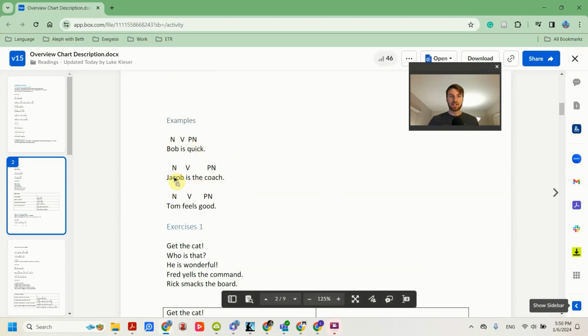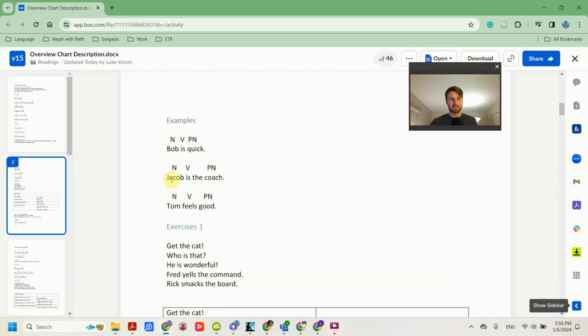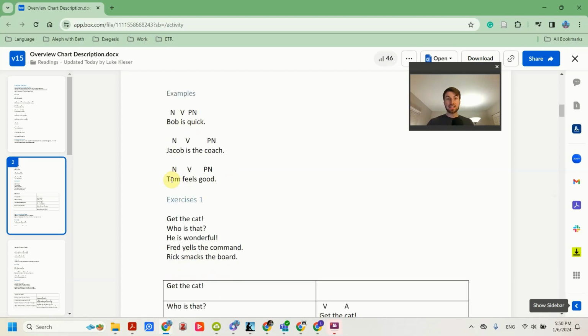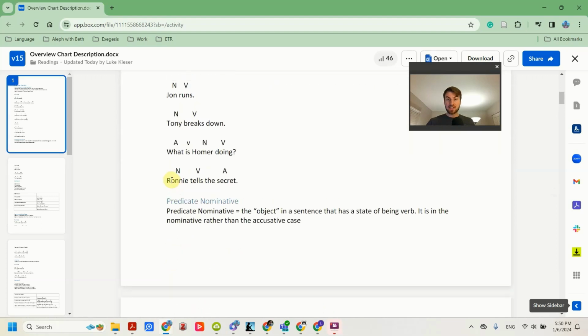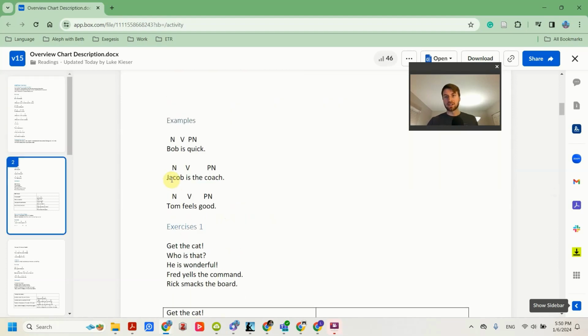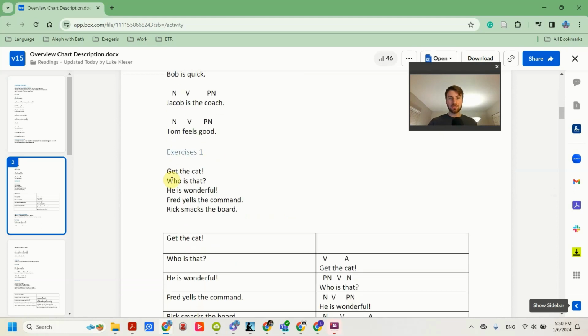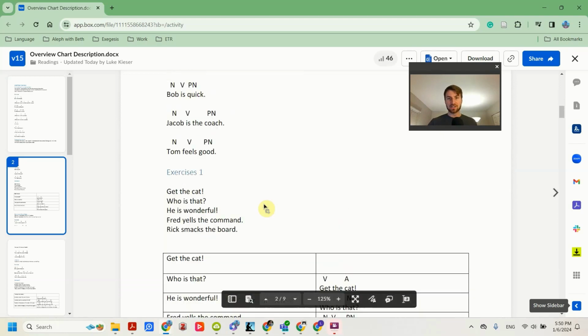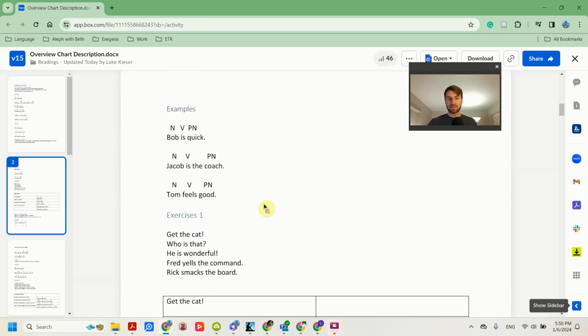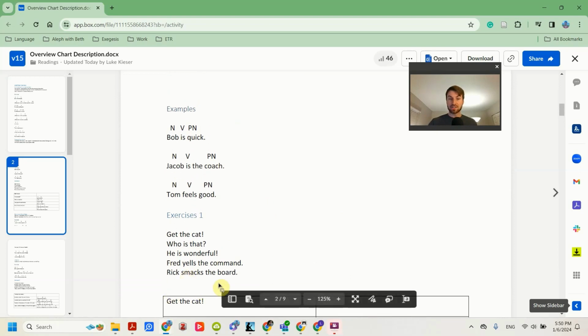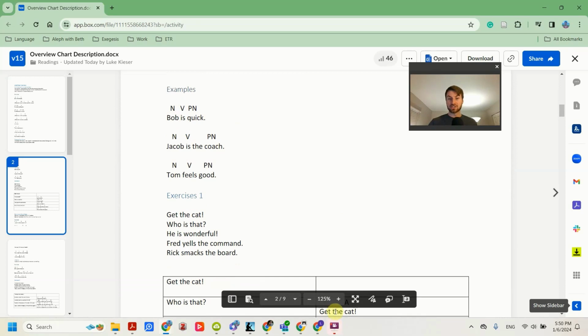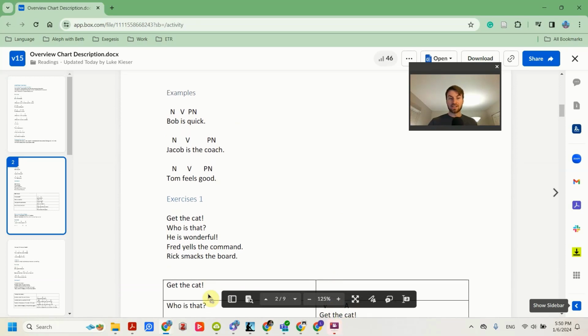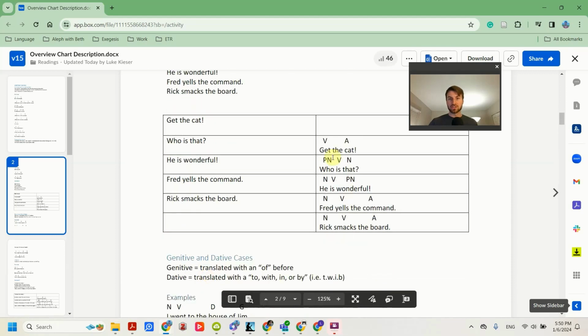Same thing here. Jacob is the coach. Isn't an action verb. Coach is just describing something about Jacob, so they're both in the nominative. Okay, so that is nominative and accusative. I will put this document in the video description so you can practice these for yourselves. So I have practices here. You kind of hold it like this, get the cat, and then you label it, and then you can scroll down and check your answer on this side, and then do the next problem. They're offset like that for you to go down yourself.